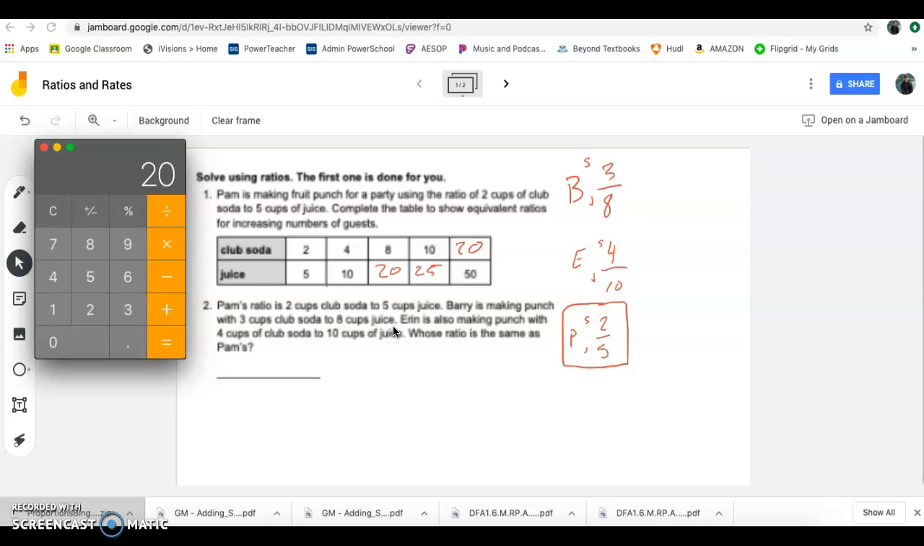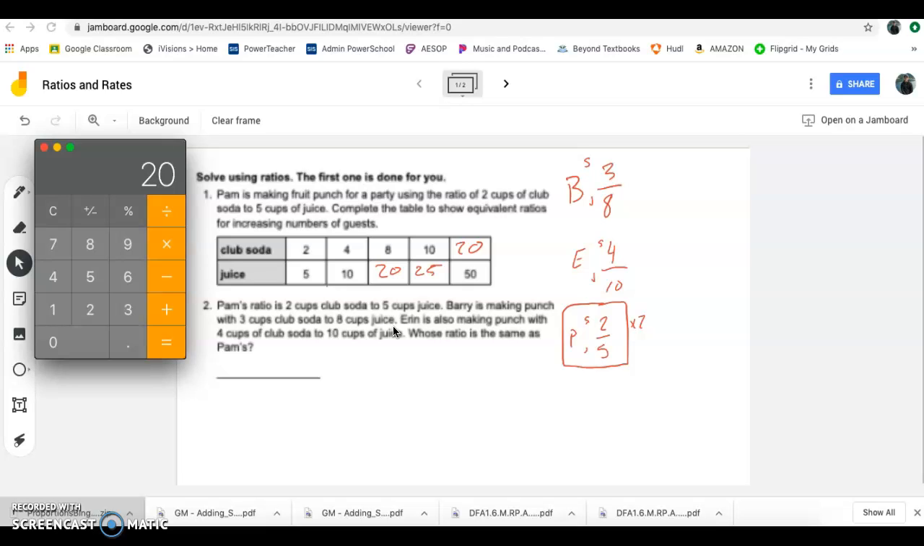Nope. Doesn't work. 2 times nothing is 3. Can 2 equal 4? Yes. If I multiply the numerator times 2, I'll get 4. So we're on to something. Let's look at our denominators because the numerator is not just enough.